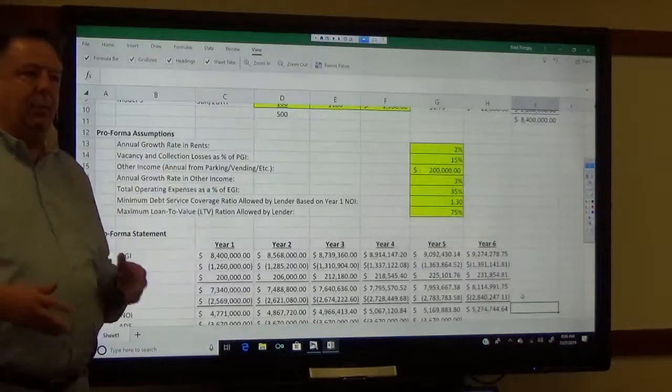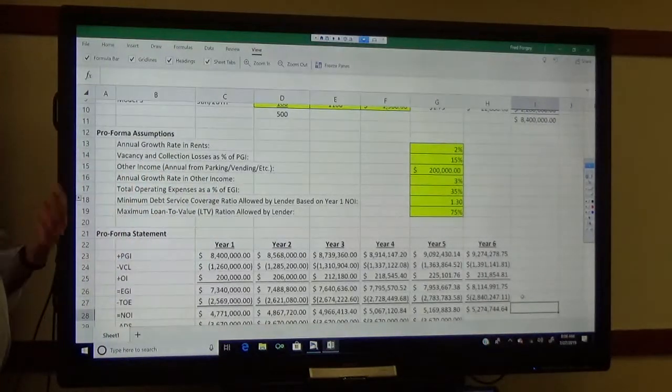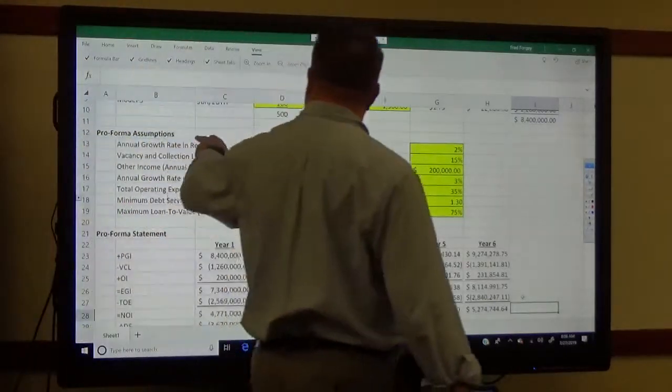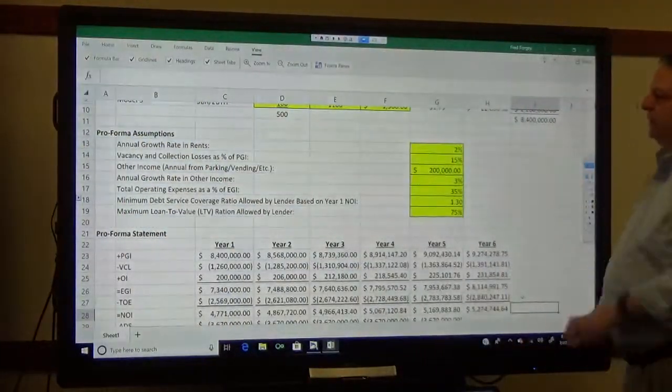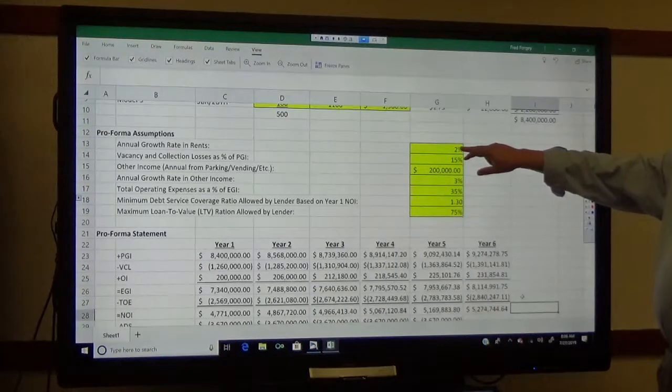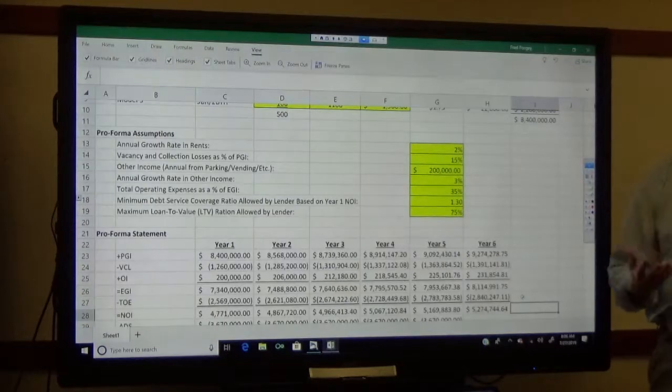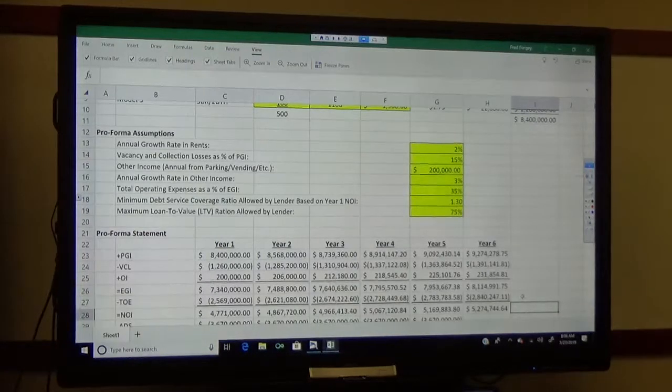Once again, you can come up with your own and modify these as you see fit, but I just tried to come up with some basic ones to get you started. So what I started off with was one of the assumptions: what is going to be our annual growth rate in rents? That makes the assumption that every year we're going to tell our tenants we're raising your rent by 2% a year. Now you may say 2% is too high, you may say it's too low, that's for you to decide. Or you could keep it flat, once again, all your decision.